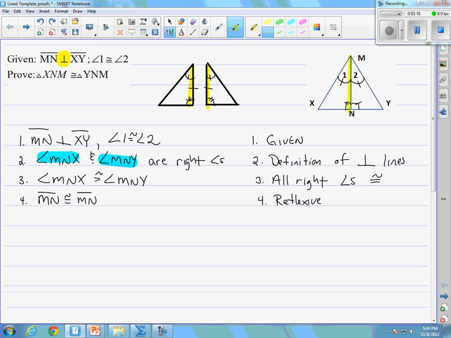So you get angle, side, angle. So now, once I see that I have one of those postulates, angle, side, angle, or side, side, side, or side, angle, side, or the theorem, angle, angle, side, I can write the triangle congruency. So by angle, side, angle, I know triangle XNM is congruent to triangle YNM. And you're done.